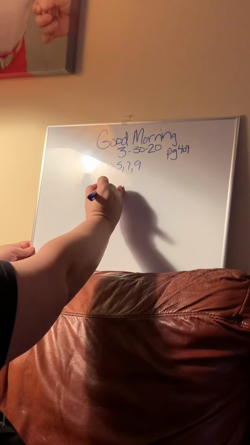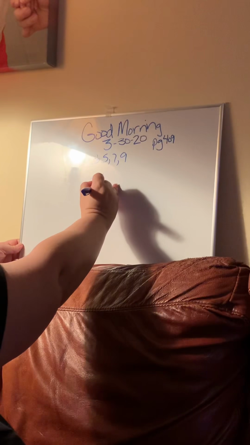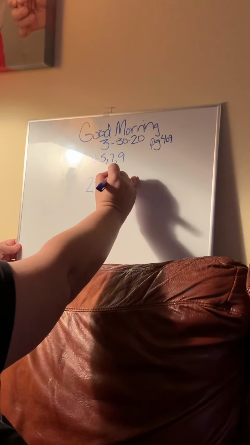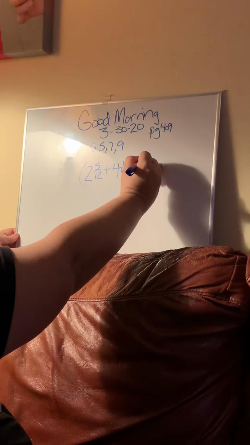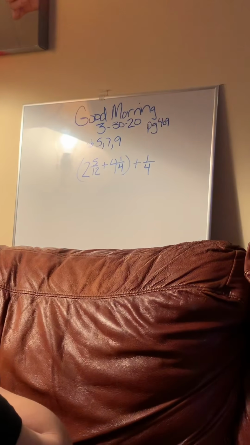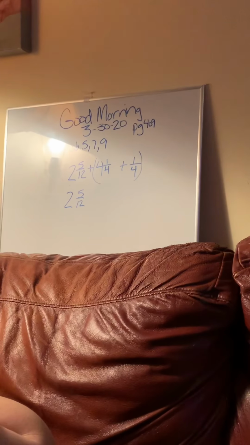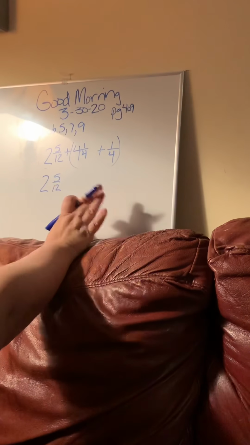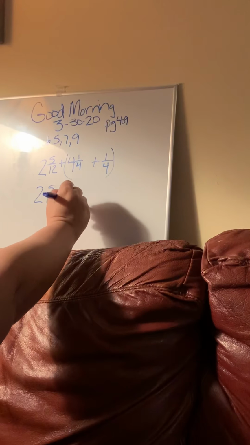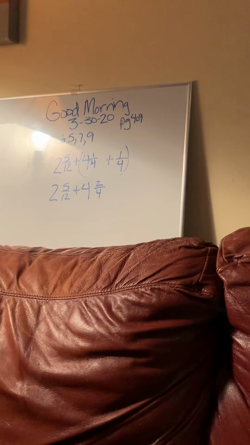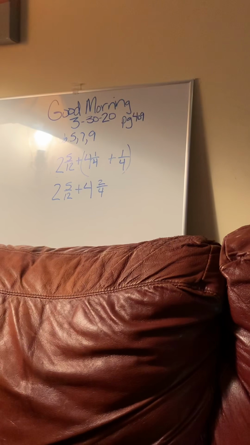Number 7 says 2 5/12 plus 4 1/4 plus 1/4. Okay. All right. Again, I'm going to regroup these. I'm going to do the 4 1/4 plus 1/4 first. Okay. So we're still left with the 2 5/12. Okay. And I could pretty much do this one in my head because all I have to do is add these 2 4s together. So the 4 stays the same. 1/4 plus 1/4 gives me 2 4s. Okay. So I am left with 2 5/12 plus 4 2 4s. Okay.